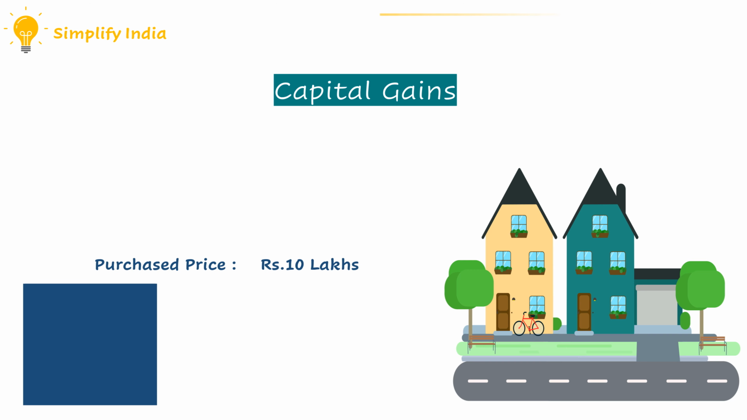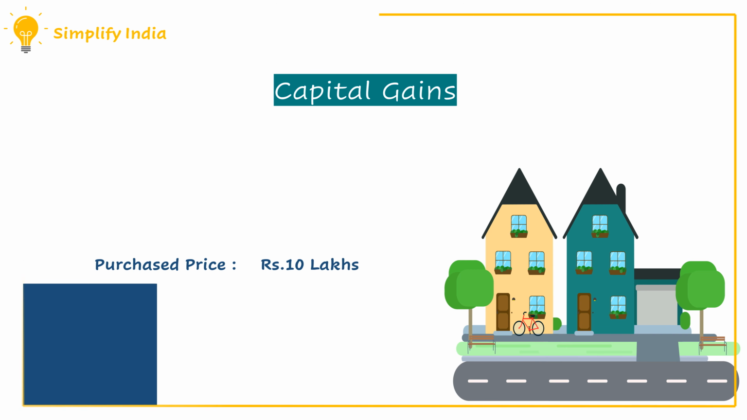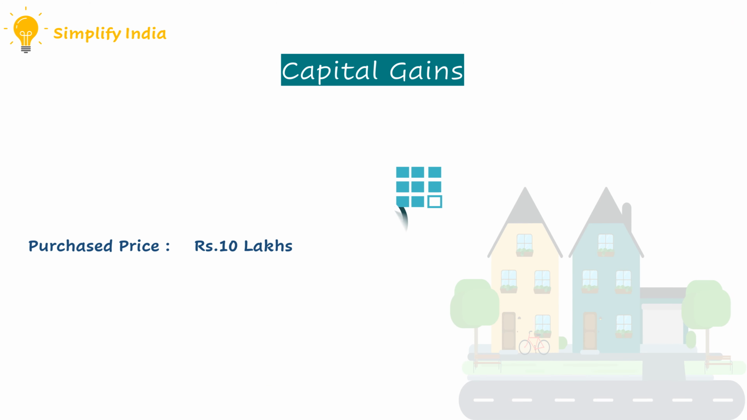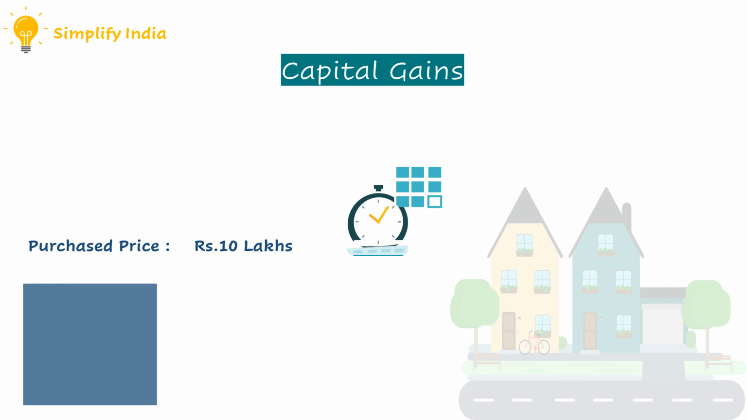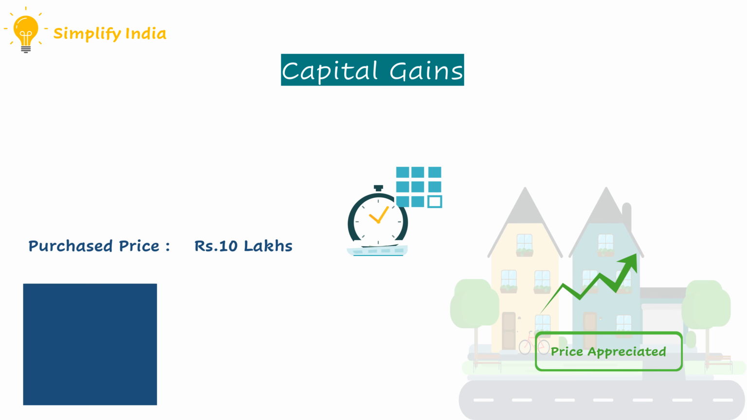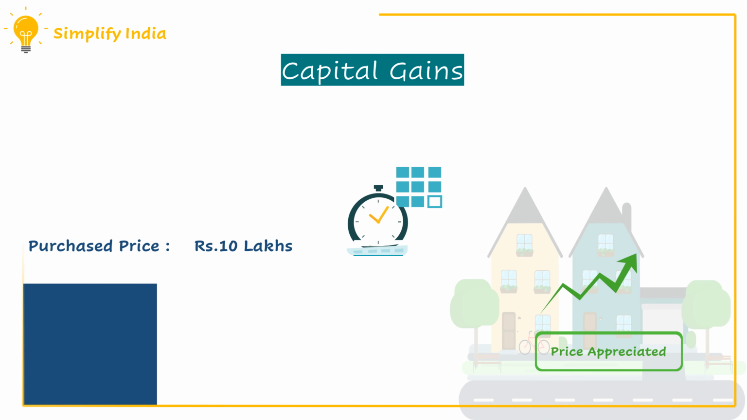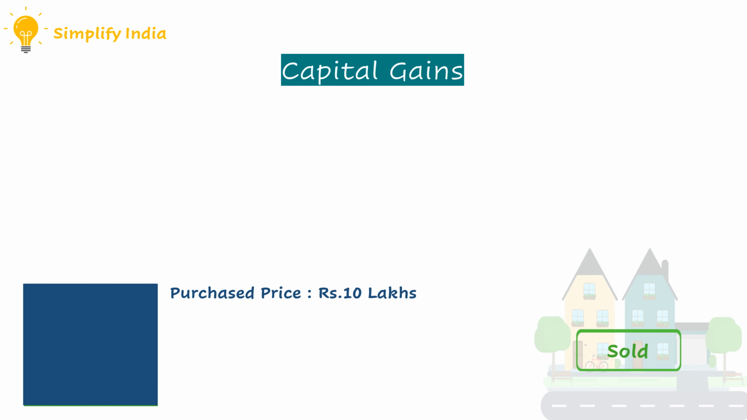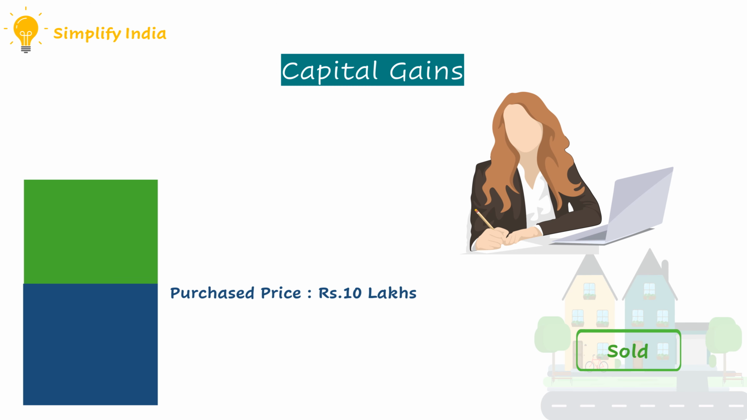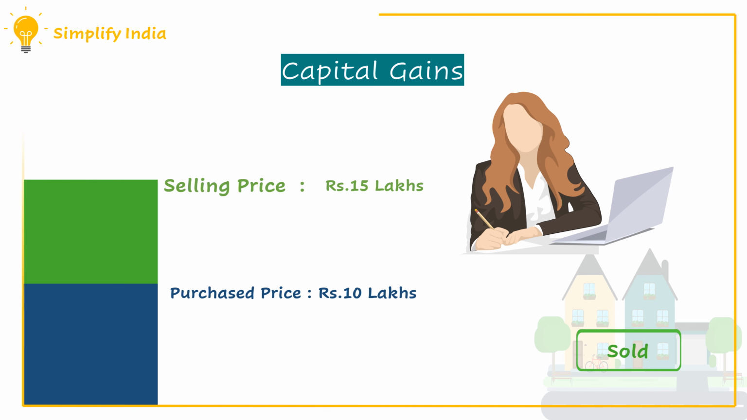Suppose we have purchased a land or a building for the amount of rupees 10 lakh. After a few years, or after a certain period of time, the value of the property gets appreciated, which results in an increase in the value of the asset. And now you have decided to sell the same property, as the value has increased and you want to enjoy the gains arising out of it. You got a buyer who is willing to buy the same property for rupees 15 lakh. This is where the capital gain appears.